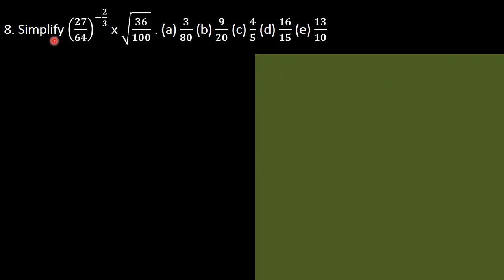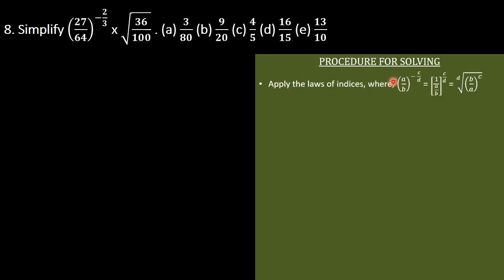Question 8. Simplify 27 over 64 raised to power minus 2 over 3 multiplied by square root of 36 over 100. Let's check the procedure for solving. The first step here is to apply the laws of indices where a over b raised to power minus c over d equals the d-th root of b over a raised to power c. Then convert the answer to its lowest term.